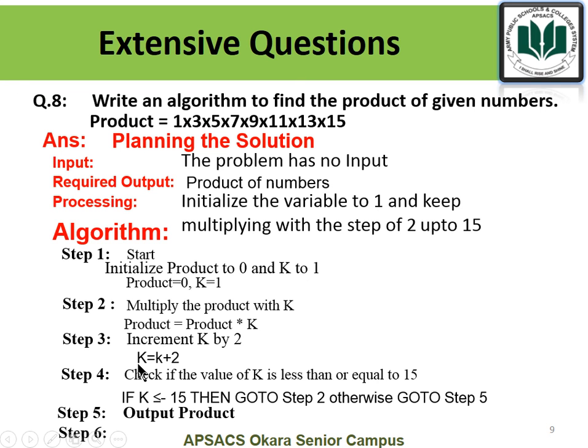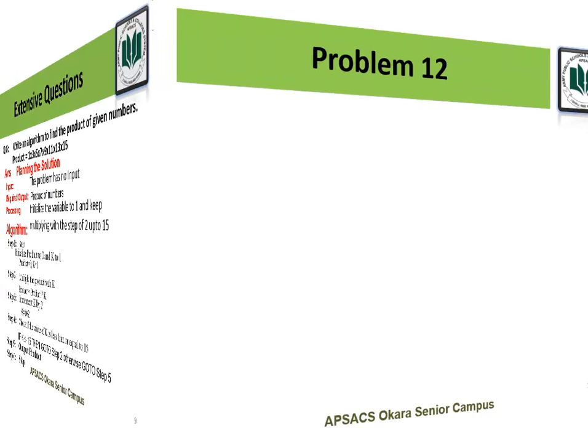Then again the new value of product will be obtained, and we will again multiply the value of product with 9, because the new value of k will be 9, and we will multiply up till the value of k becomes greater than 15, and we will obtain the product of the problem.